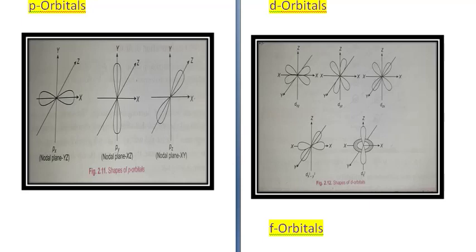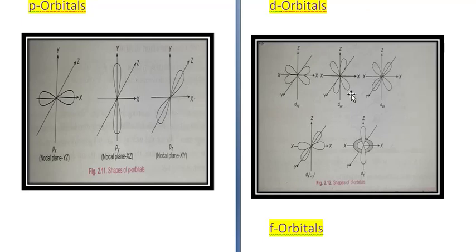See over here, dxy, this is between x and y axis. Then dyz, it is between y axis and z axis. And this is dzx, it is between z axis and x axis. So they have the same type of shape, double dumbbell shape. P was single dumbbell, they are double dumbbell shape.